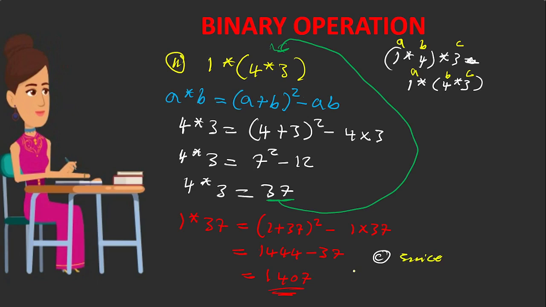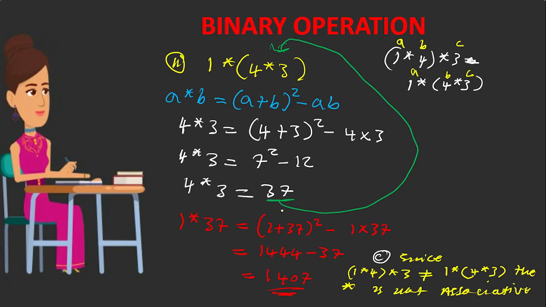So since (1*4)*3 is not equal to 1*(4*3), the binary operation is not associative. The binary operation is not associative.